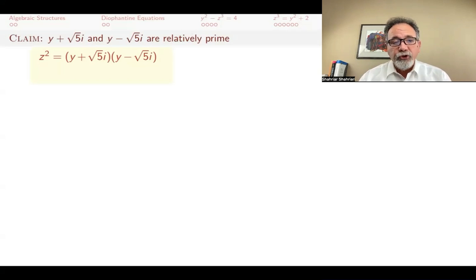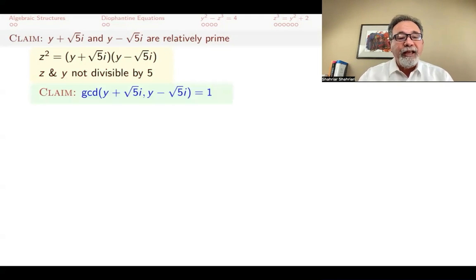And the next thing we need to do is to prove that y plus square root of 5i and y minus square root of 5i are relatively prime, just like we did in the first two examples. We also showed that z and y, neither one is divisible by 5. Our claim is that the greatest common divisor of these two factors is 1. But what we mean by that is that no number of their ilk, no number like them, divides both of them. There's no number of the form a plus b square root of 5i that divides both y plus square root of 5i and y minus square root of 5i.